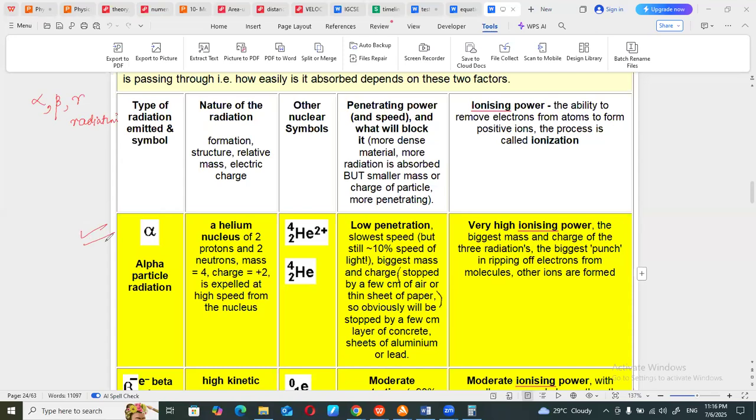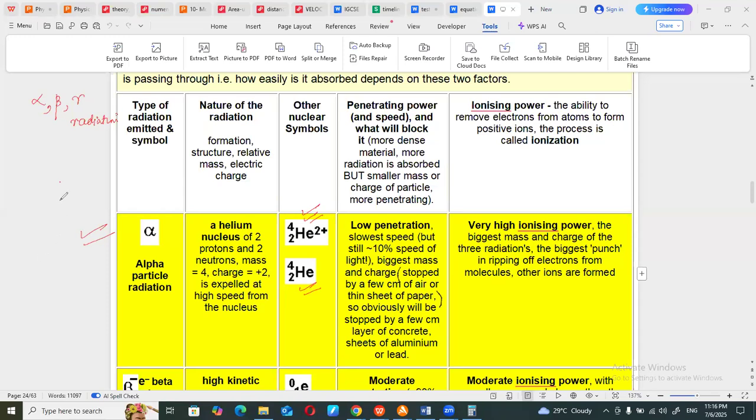The first important part is: what is an alpha particle? Alpha particles are helium nuclei. In this helium nucleus, you can say two electrons have been removed. It means helium has a +2 charge, with two protons and four nucleons. So this is the representation of alpha particles.